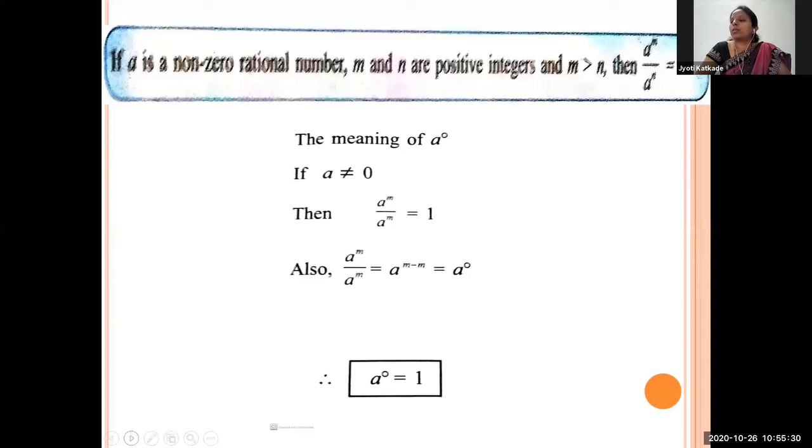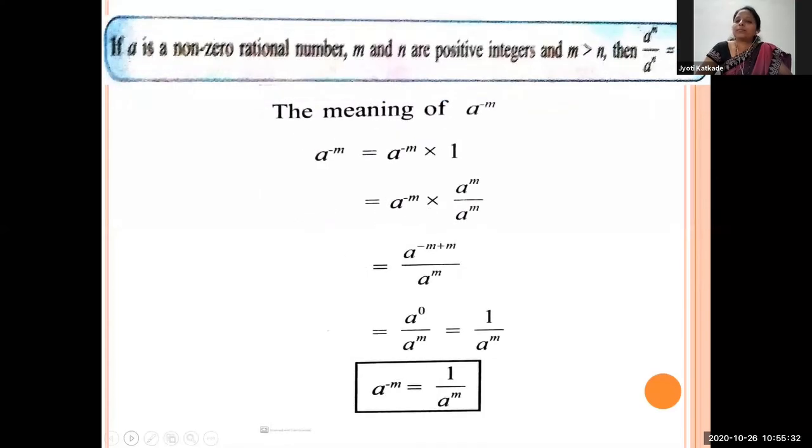See the next rule: the meaning of a raised to minus m. When we take a raised to minus m, then multiply a raised to minus m by 1, we get a raised to minus m into 1.